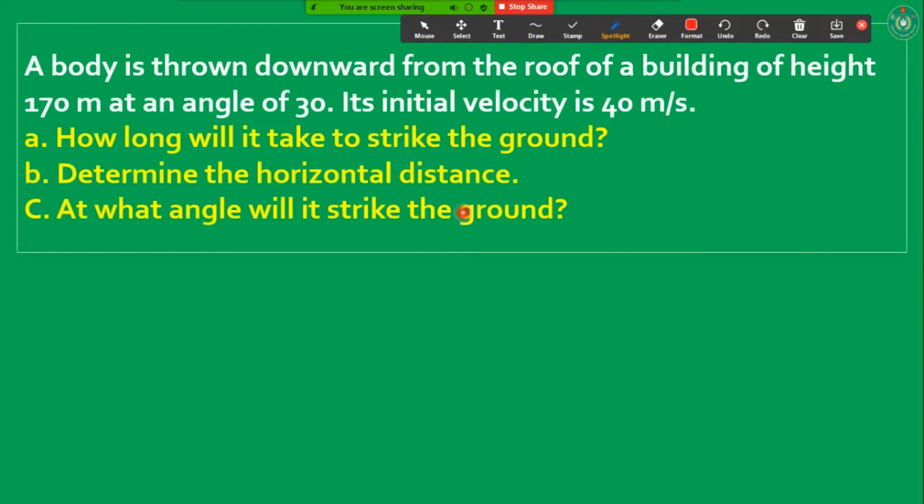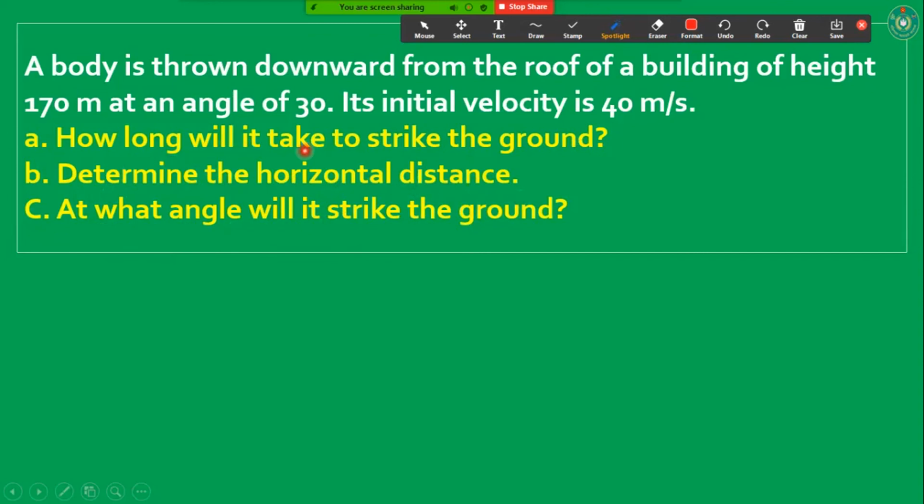Okay, boys. A body is thrown downward from the roof of a building of height 170 meter at an angle of 30 degree. Its initial velocity is 40 meter per second. You have to find out the following quantities. How long will it take to strike the ground? Determine the horizontal distance, and lastly at what angle will it strike the ground.